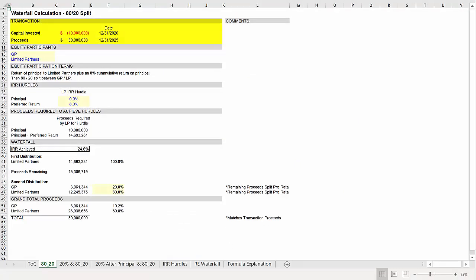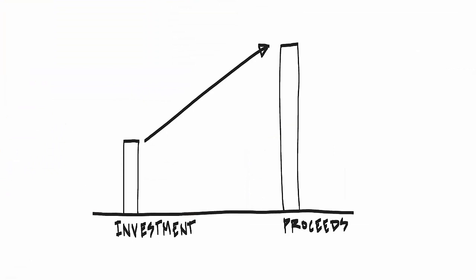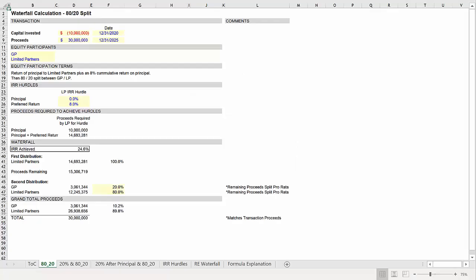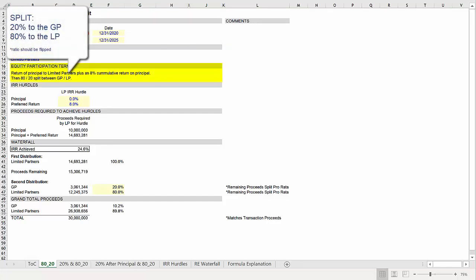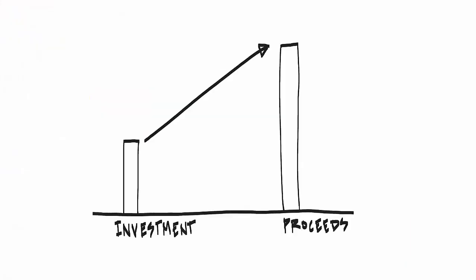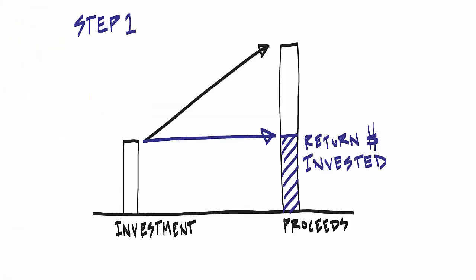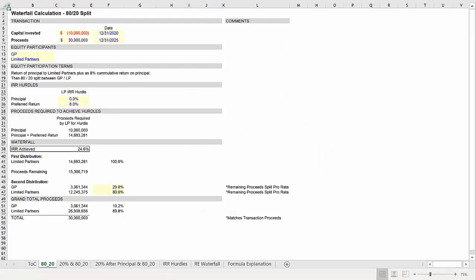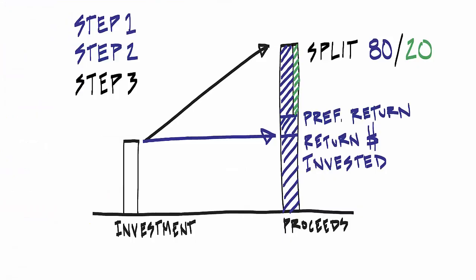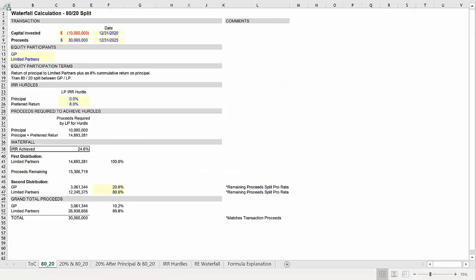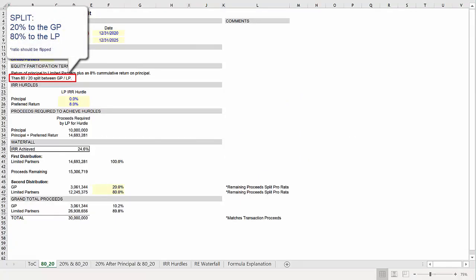And at the top under transaction, this is effectively all we're looking at. Below that, under equity participants, we have the GP and the LP, which we've discussed and defined previously. And finally, we have our equity participation terms, which we have described as steps. And we can see that back on our whiteboard, where you can see that steps 1 and 2 have been combined into a single line item, return of principal to limited partners plus an 8% cumulative return on principal. And then, of course, step 3, which is the 80-20 split between the GP and the LP.